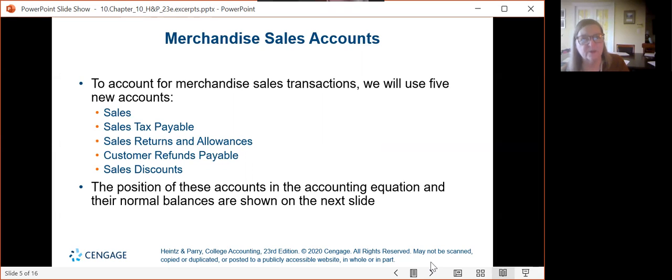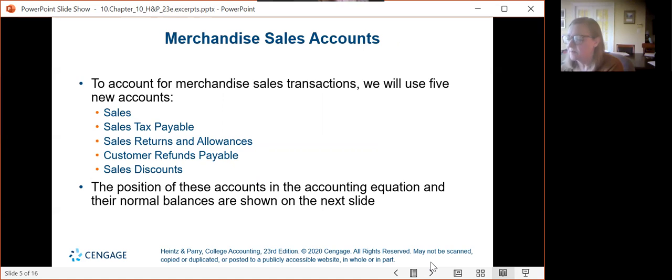And then sales returns and allowances, I mentioned earlier, is just when the customer brings some of the goods back or asks for an adjustment on the price because of problems with the goods. And then customer refunds payable is where we're going to allow a discount and we're recording it in advance, but we haven't paid it out yet. And then sales discounts are those discounts we're allowing, a contra revenue account that shows the reduction in the sales price. Okay, so we're going to talk about each of these and how to record them.